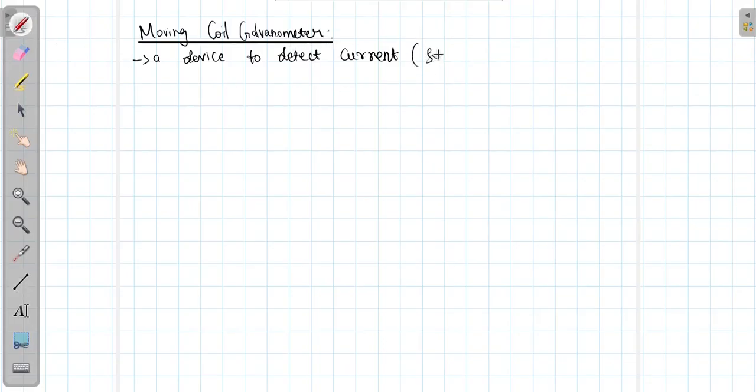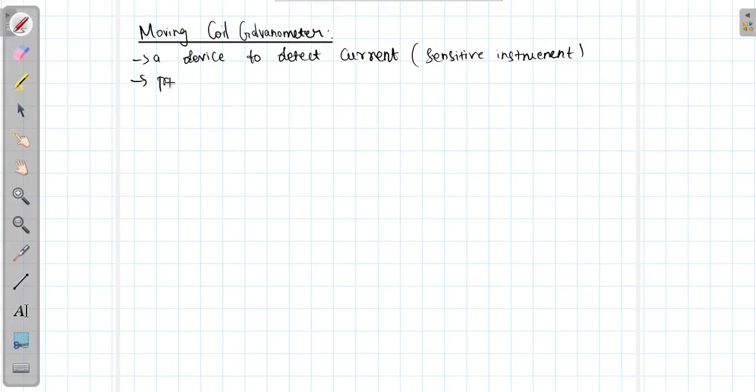Okay, sensitive instrument. Even to a small current, it produces deflection. So therefore, we should not send any high current to the galvanometer. It will make the coil burn.